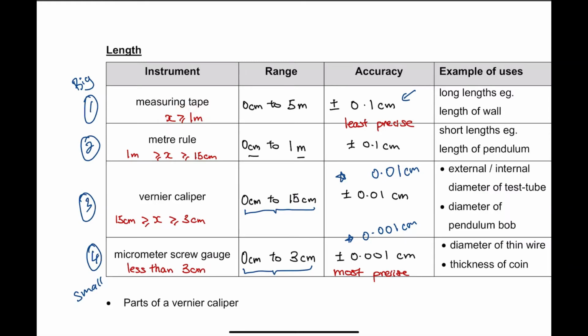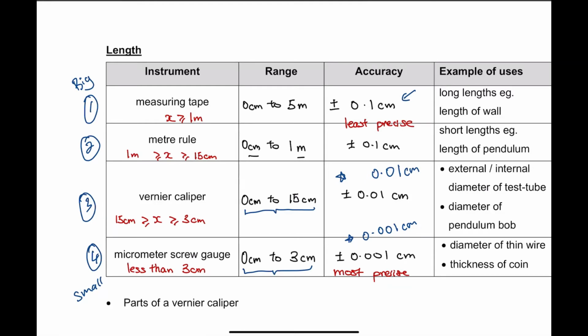The accuracy of it is about 0.1 cm. A meter rule, we usually use to measure things that are less than 1 meter. For objects like the height of your table, we use a meter rule. The accuracy of it is 0.1 cm also.